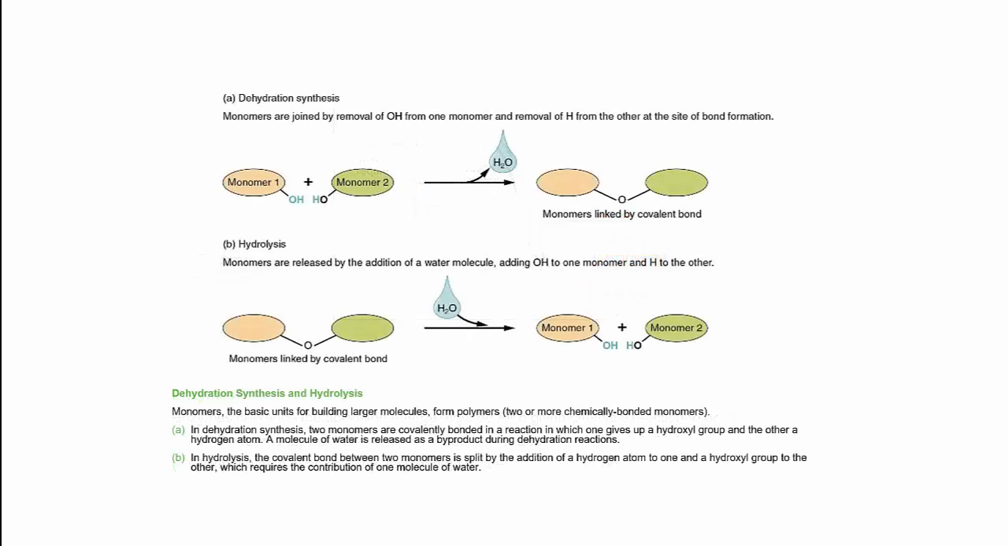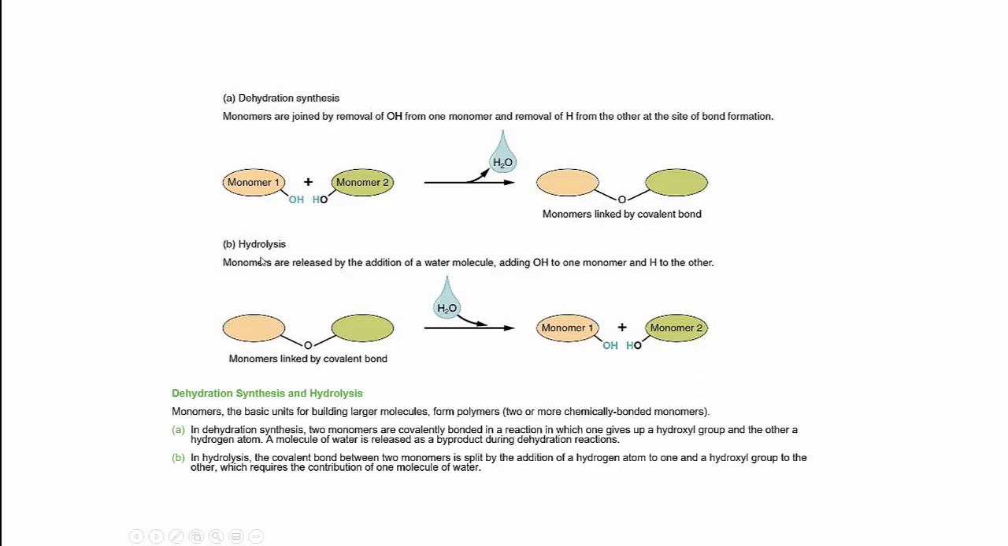In this slide, we're going to look at dehydration synthesis and hydrolysis. And you can probably tell by the names that it has something to do with water. So in dehydration synthesis, two monomers are covalently bonded in a reaction in which one gives up a hydroxyl group, and that's what we see here. The OH is the hydroxyl group, and the other a hydrogen atom, again, as we can see right here. And a molecule of water is released as a byproduct during dehydration reactions. So think about it, when you're dehydrated, you're losing water. And so we see that in the dehydration synthesis.